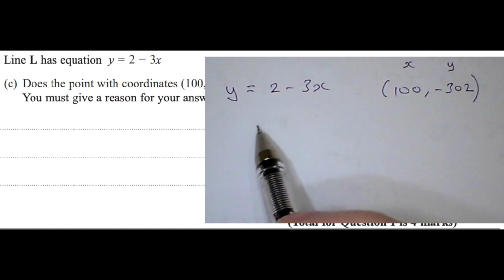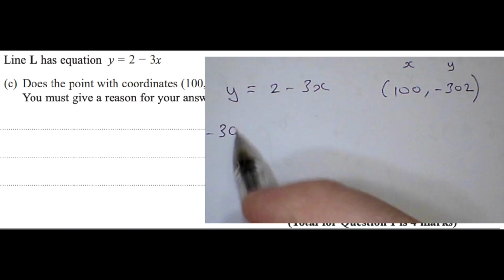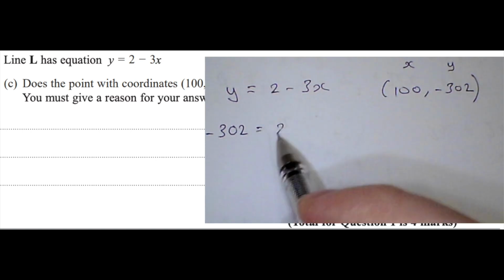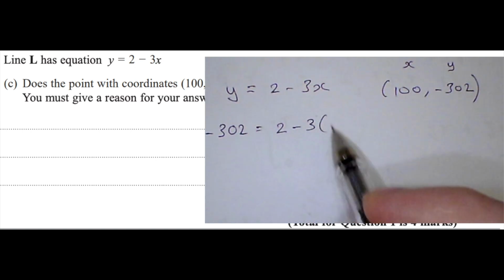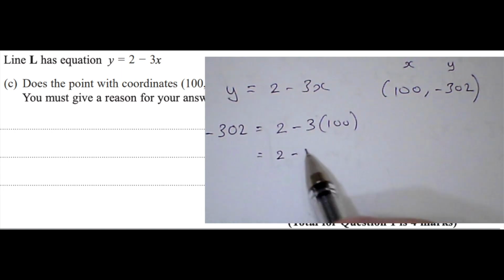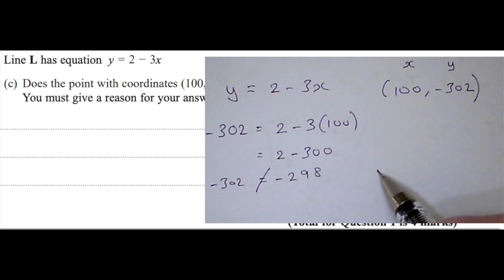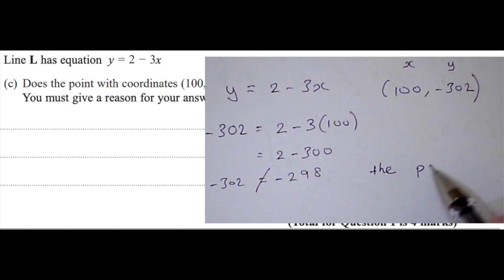So -302, yep, it's alphabetical order, isn't it? x, y. -302 equals 2 minus 3 times the x-coordinate, which is 100. Let's see if this works. So 2 take away 300. Do use your calculator if you want to. I can see it's going to equal -298. And that is not the same as -302. Close, but no good. So therefore, this point is certainly not on the line L. Okay? It doesn't obey the equation.